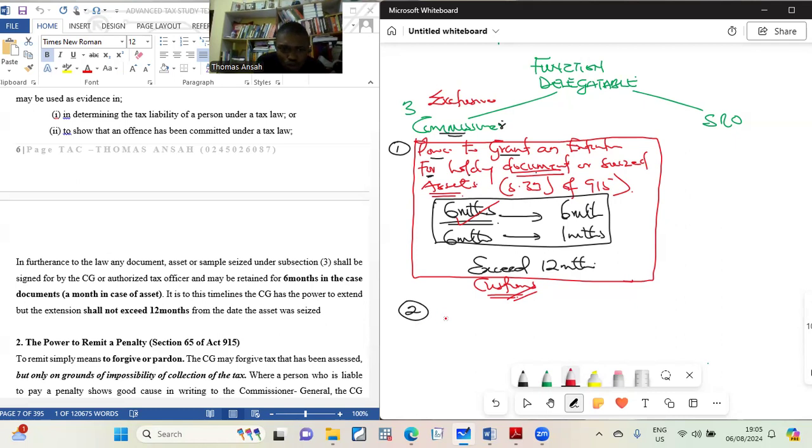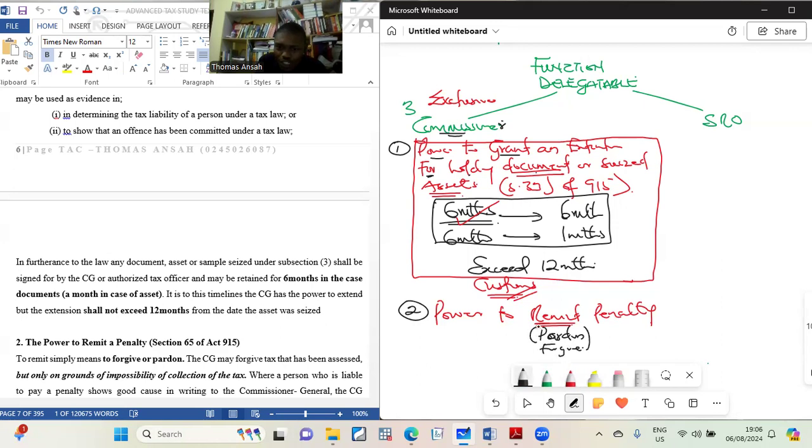Then we have number 2. Number 2 is the power to remit a penalty. Now, this word remit is very confusing. Be very, very careful about the word remit, because for some of us, when we say remit, all we understand is that somebody is transferring money to somebody. But the word remit here means to pardon something, to pardon or to forgive.